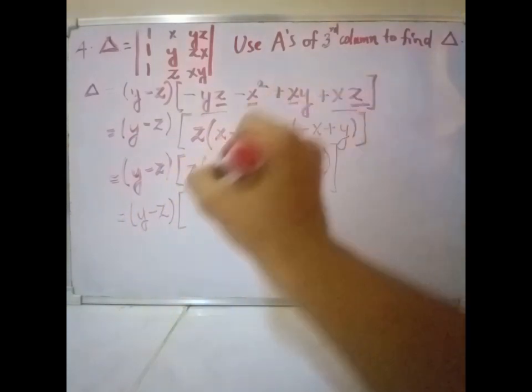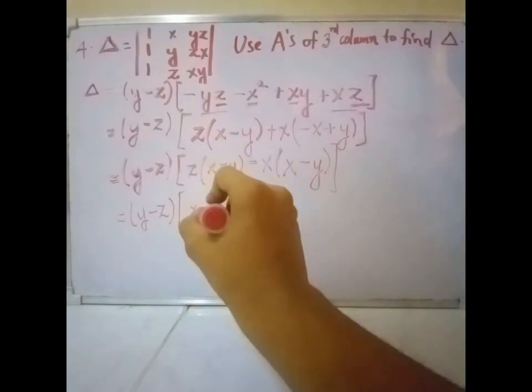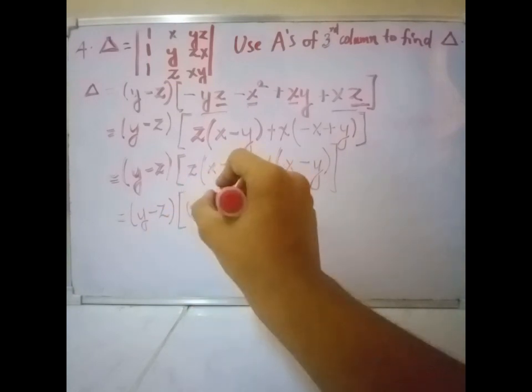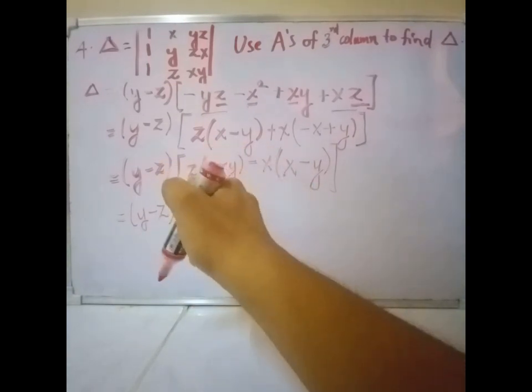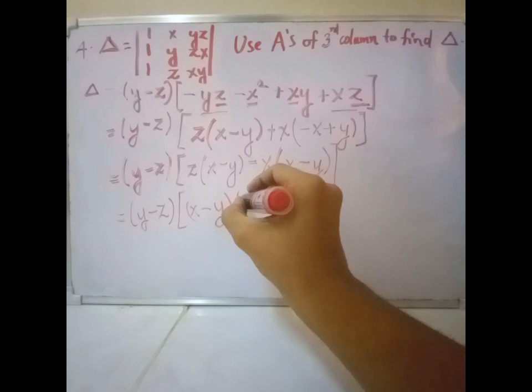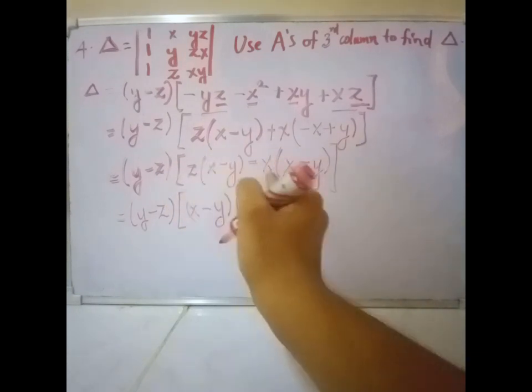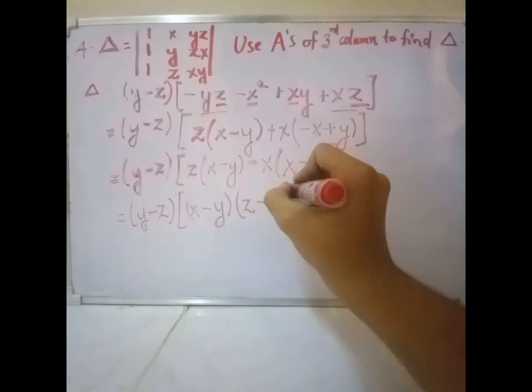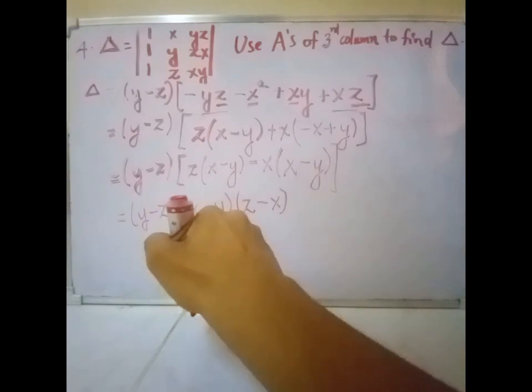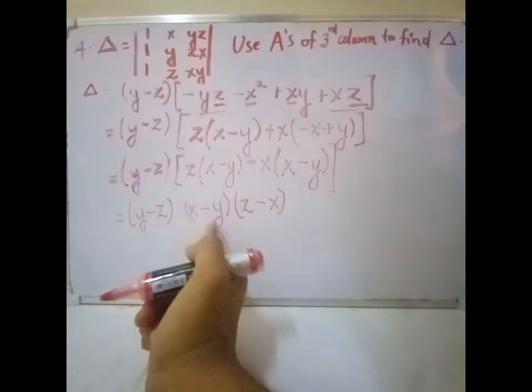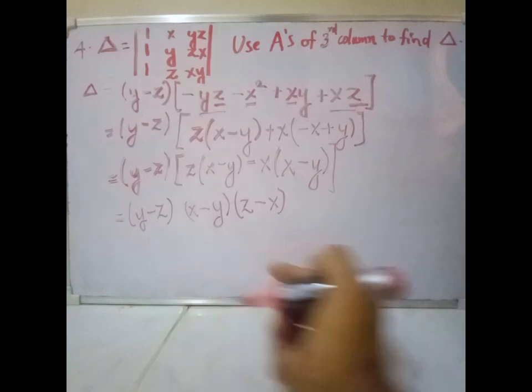So x minus y, it's common both sides, right? When you take x minus y common, what will be left out? It will be z here and minus x here. So the final answer, the required answer for the determinant, is x minus y into y minus z into z minus x.